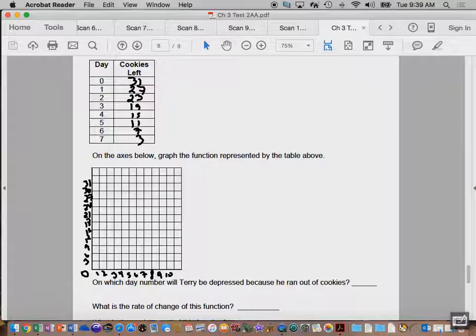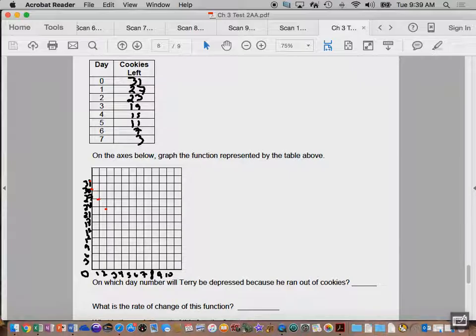All right, so 0 matches up with 31. That's a 33 up top there. 31 is right about there. Doesn't look like a 3, but it is. Day 1 is 27. So on day 1 we're on 27, which is right nice and perfect on that point. Then we're at 23, which is here.